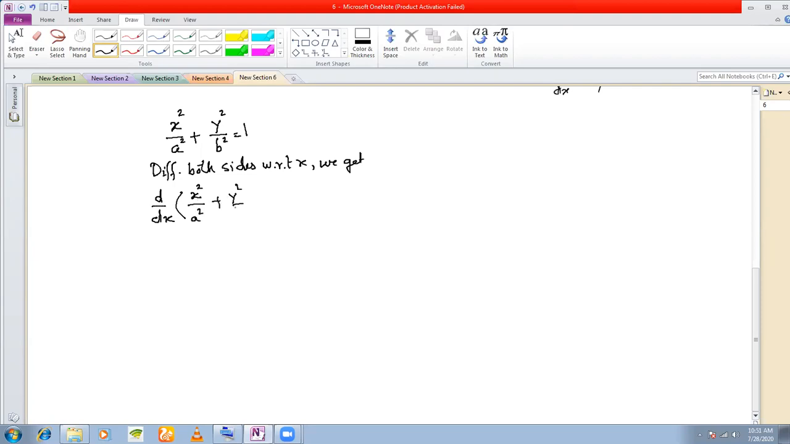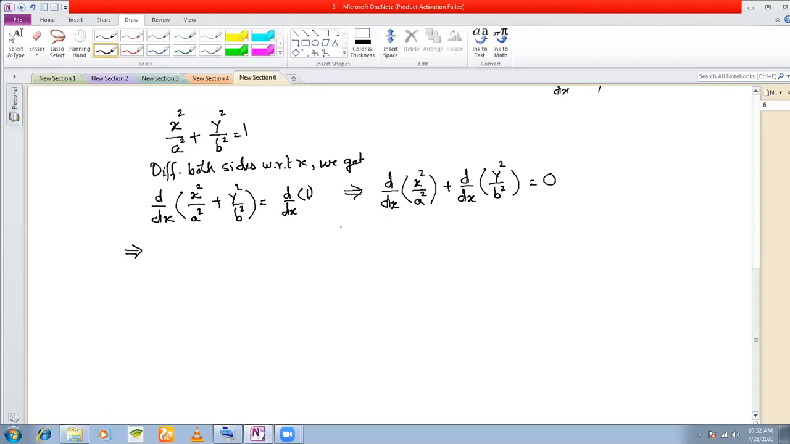Y square by b square is d dx of 1, which is 0. In fact, we don't write this step, but because it is the beginning, that's why I'm writing. So d dx of x square by a square plus d dx of y square by b square is equal to 0.